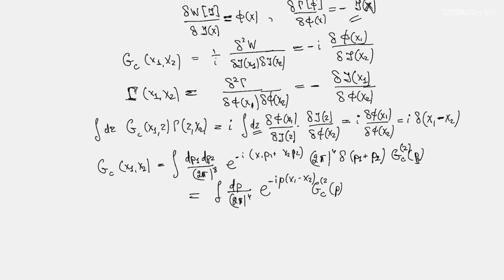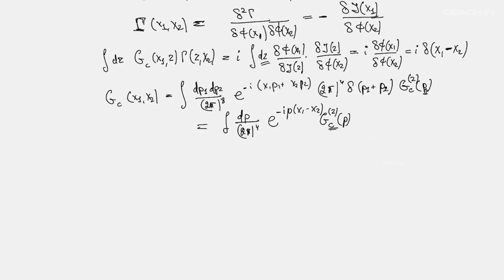Okay, so this is how our function depending on two variables in the X space is connected to the expression being a function of one variable in the momentum space. Analogously, for gamma, we assume the same structure. So gamma on x1, x2 is dp over 2 pi in the power 4 exponential minus ip x1 minus x2, and then there is a function gamma 2 depending on p.